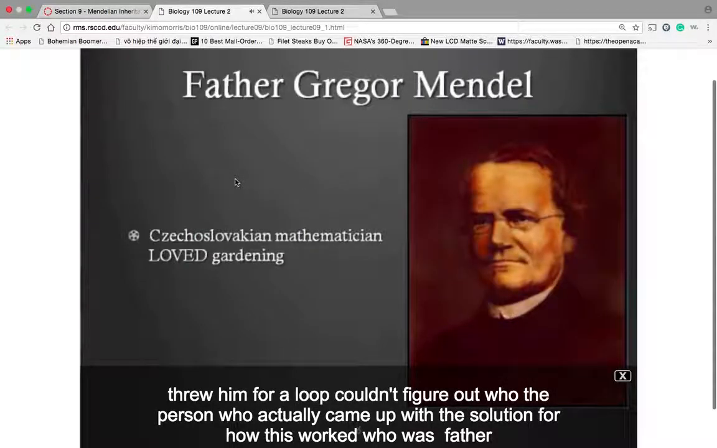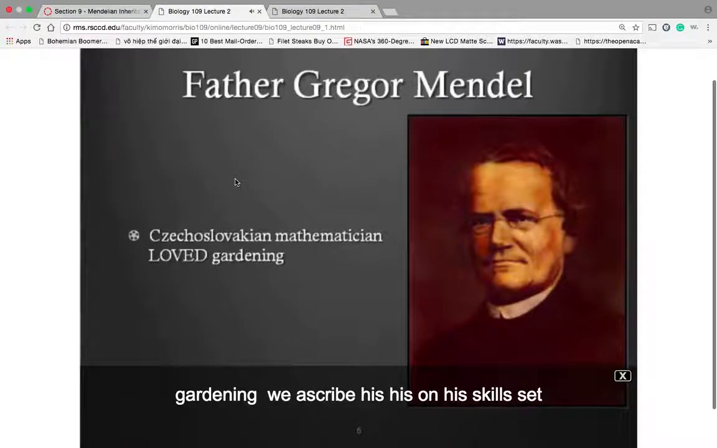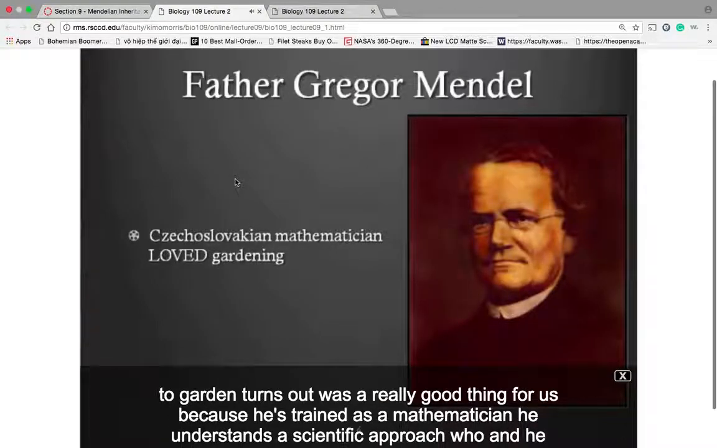The person who actually came up with the solution for how this worked was Father Gregor Mendel. He was a Czechoslovakian mathematician who also happened to love gardening. Now we ascribe his skill set to gardening. However, what he was formally trained as was a mathematician.